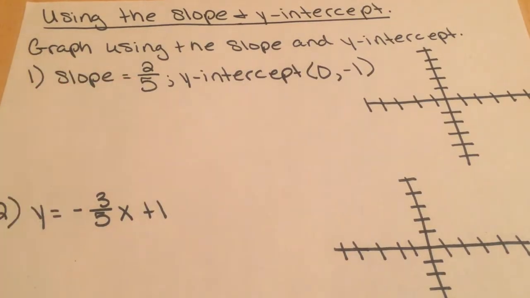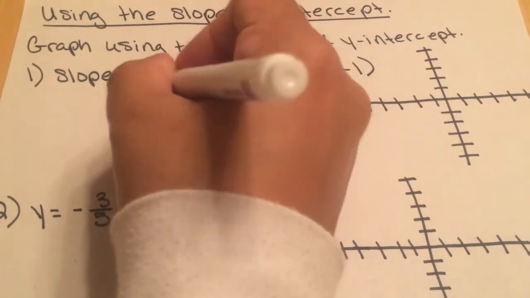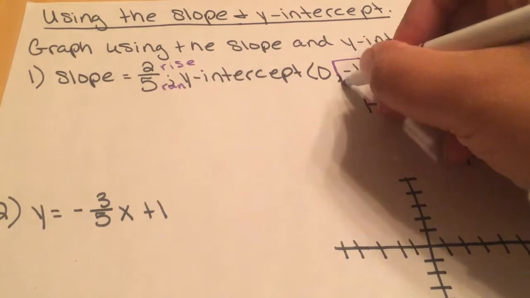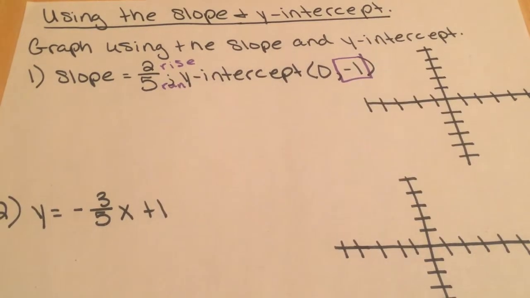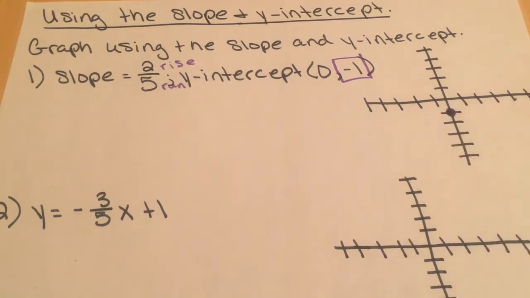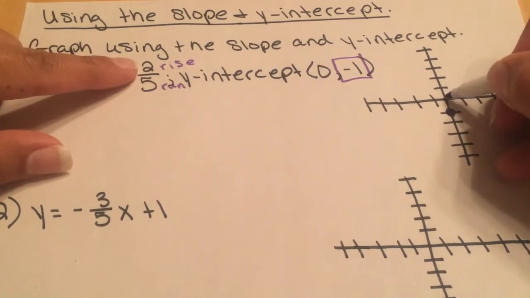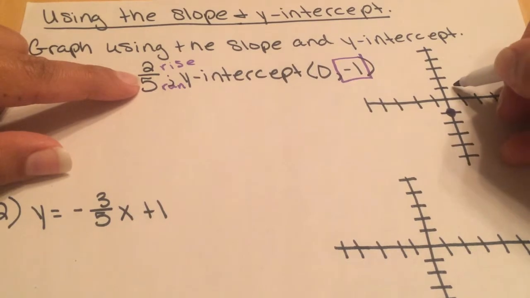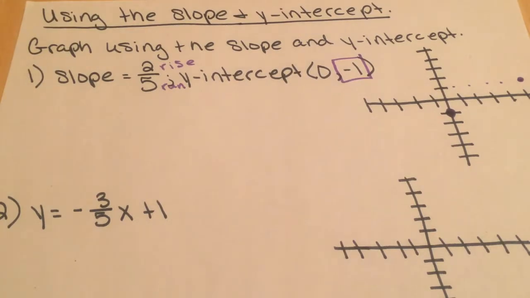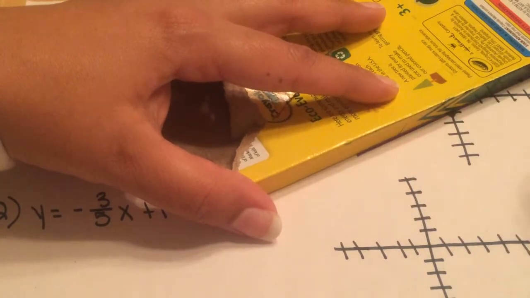So if we look, we're told our slope is 2/5. That means I'm going to rise 2 positive, and I'm going to run 5 to the right because that's positive. And we know that our y-intercept is -1. So we were just told that that's where we begin. So I'm going to just graph this point -1. Next, I'm going to move. So I have to rise 2, 1, 2, and run 5: 1, 2, 3, 4, 5. So this is going to be my next point. Again, all we need is 2 points. So what we can do next is go ahead and graph that line.